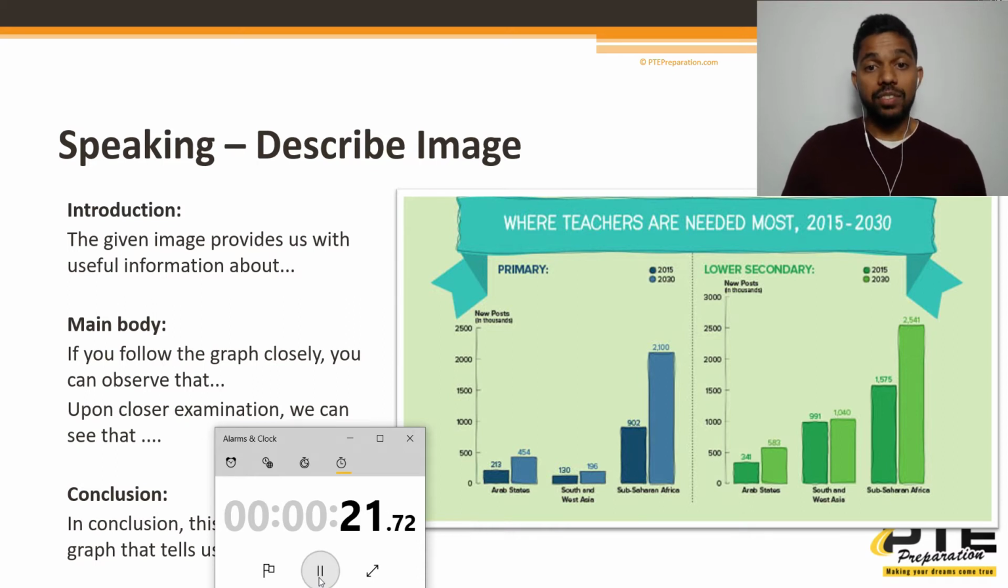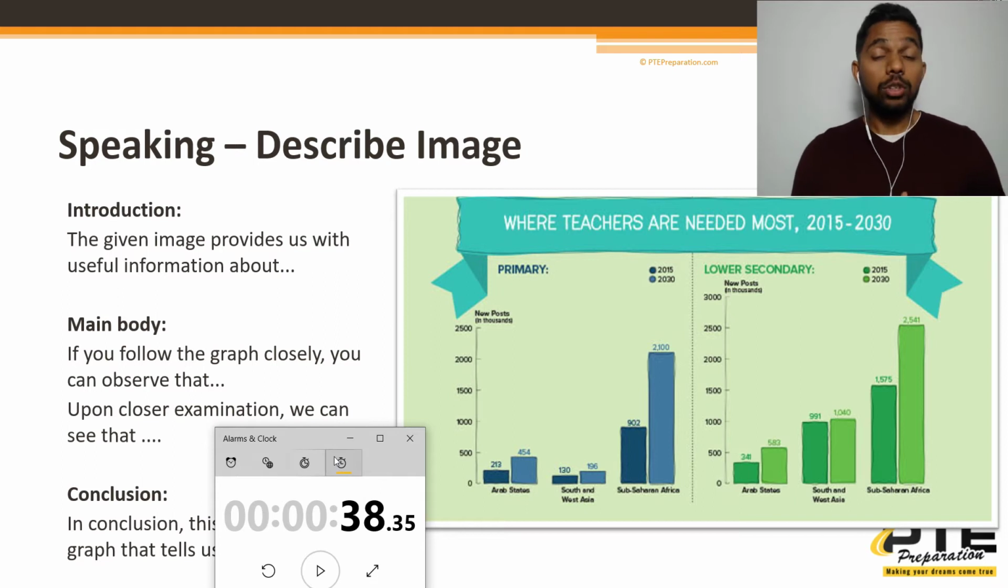Upon closer examination, we can see that the lowest numbers of teachers are needed in the South and West Asia region, with around 130,000 teachers needed in the year 2015. In conclusion, we can say that this is a very useful information graph that tells us about where teachers are needed the most in the year 2030.